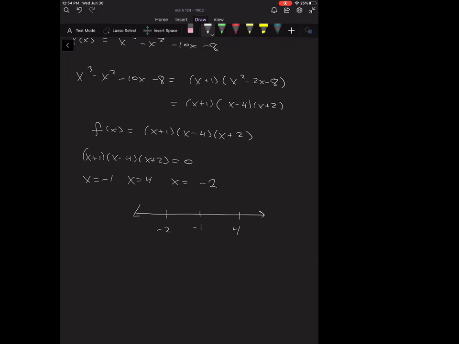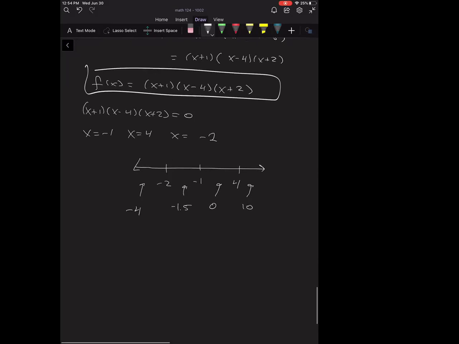And just like before, what we want to do is plug in test points. So we choose minus 4, minus 1.5, 0, and 10, and plug them into our equation to see if we get a positive number or a negative number. If we plug in minus 4, each of those terms inside f of x will be negative. So each of these 3 terms up here would be negative. 3 negatives gives us a negative.